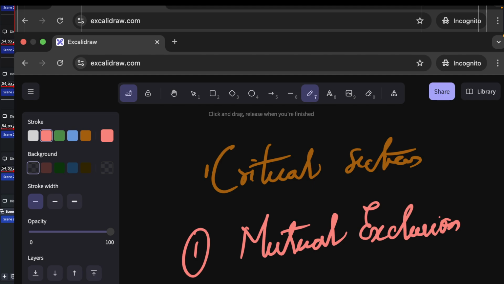That if a process P is executing its critical section, then no other process can execute in the critical section. The second is progress, right? If no process is executing and some process wants to enter the critical section, then only those processes that are not executing in the remainder sections can participate and decide which will enter. So the second is something called progress, right?